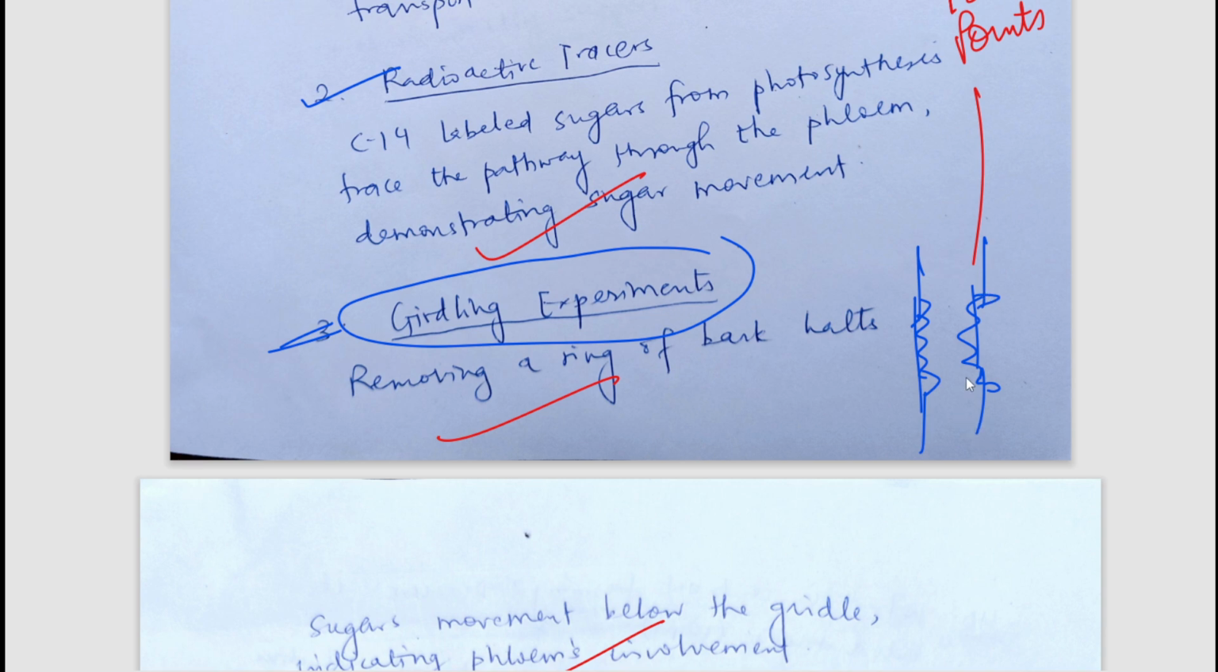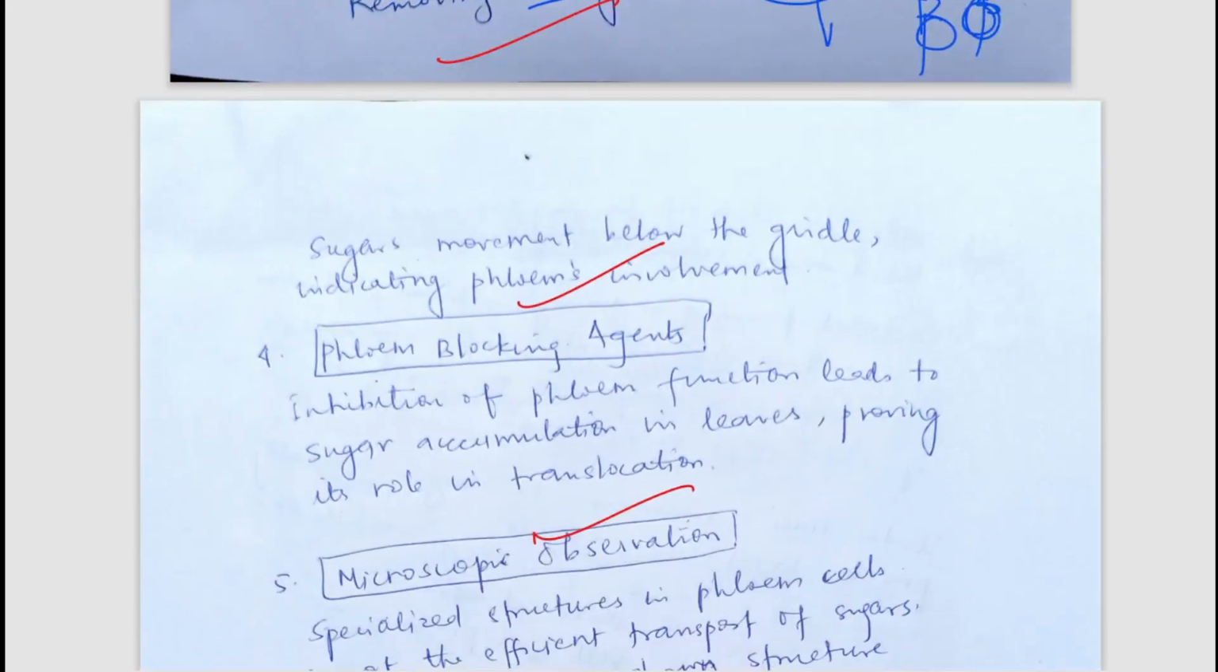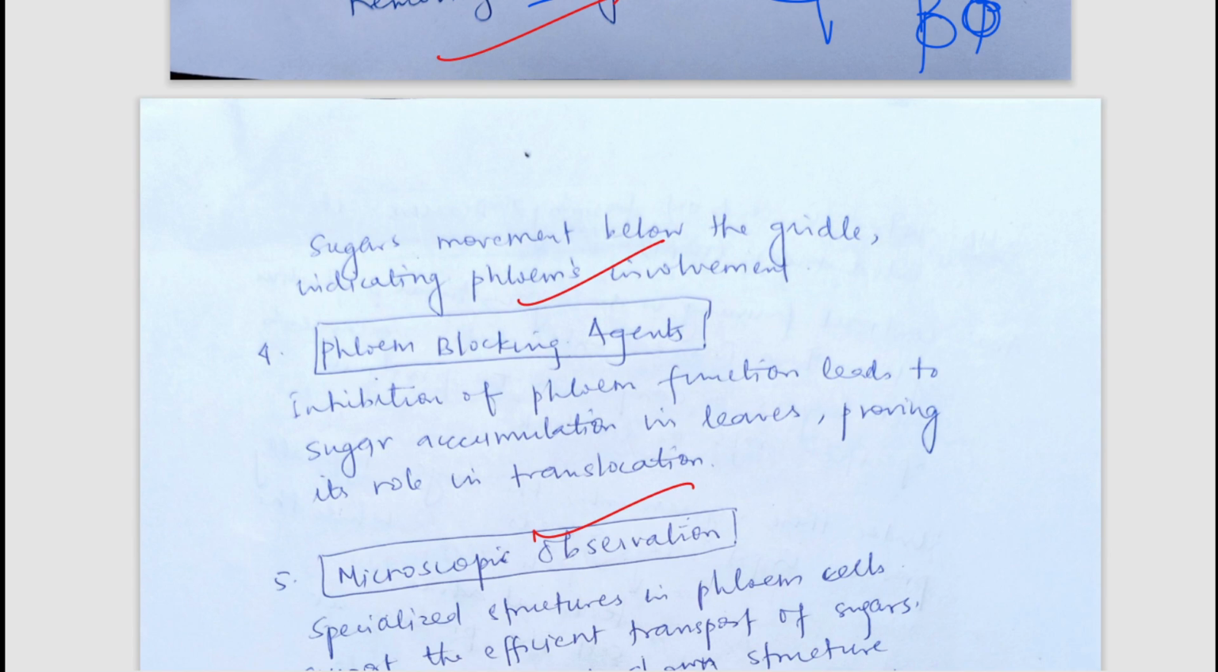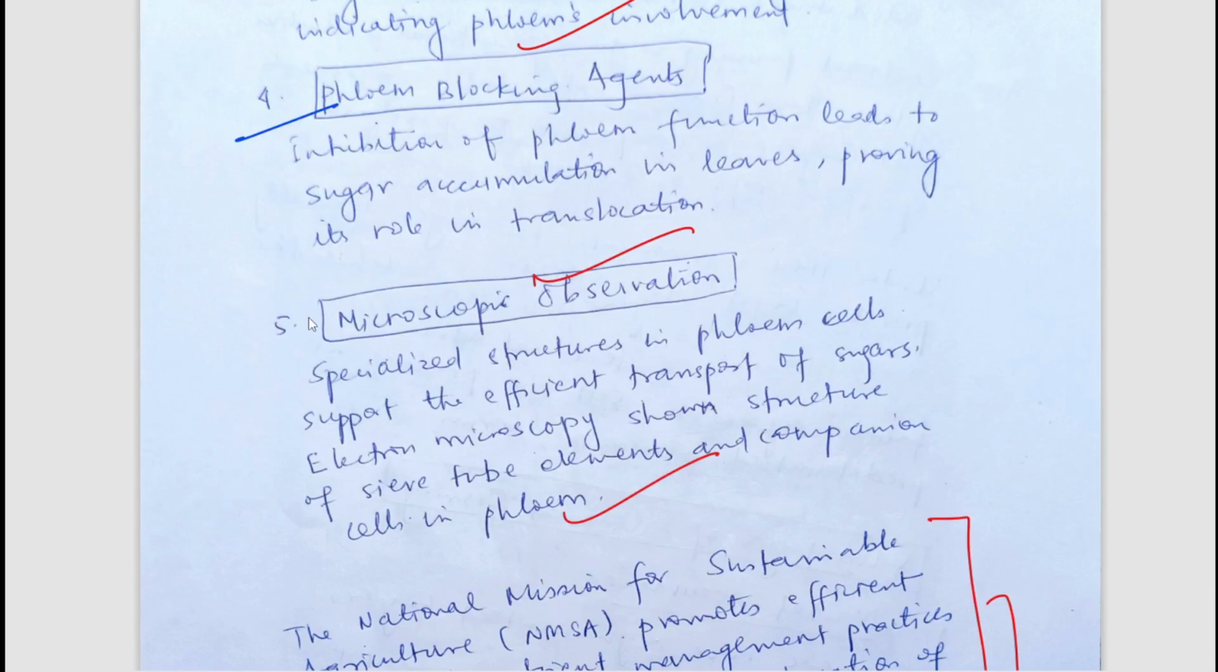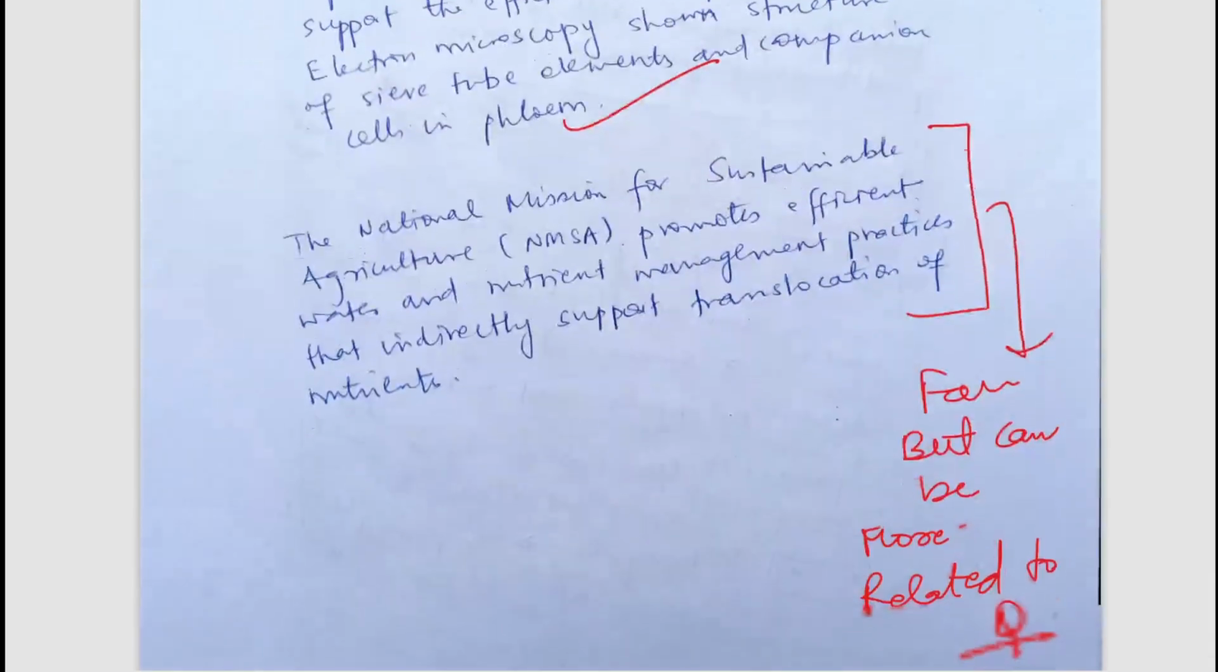So what we will see is that the sugars are deposited in these places. Suppose you have removed the phloem here, the tree will bulge like this, and the sugar will be deposited here, showing that the sugar is not able to flow because the phloem is removed. So this is what the girdling experiment is. We remove the bark of the tree, and you will see the sugar accumulated around the girdle. We can also use phloem bulking agents and microscopic observation. So, a well written answer, fairly written.